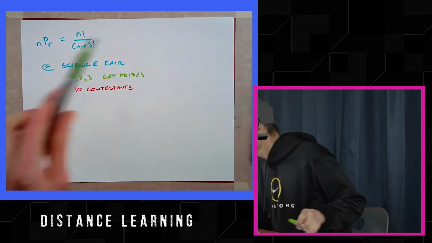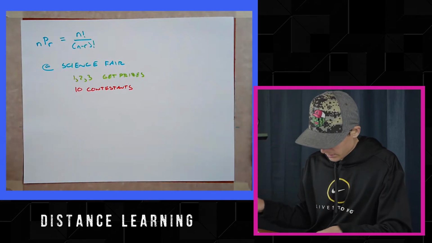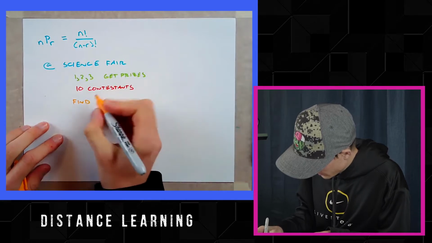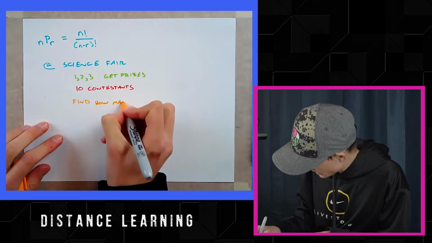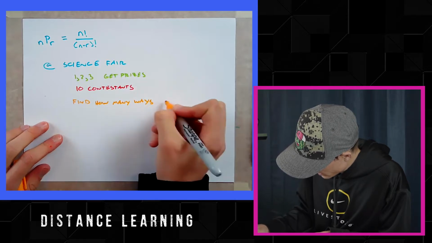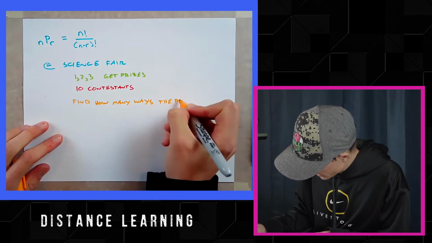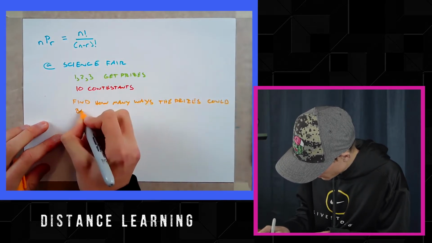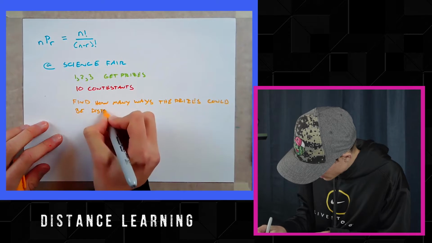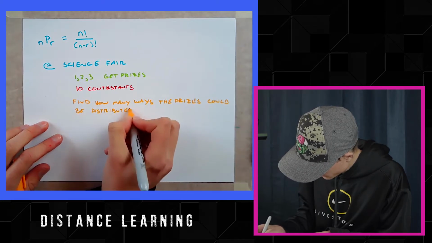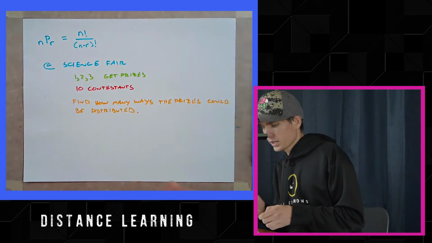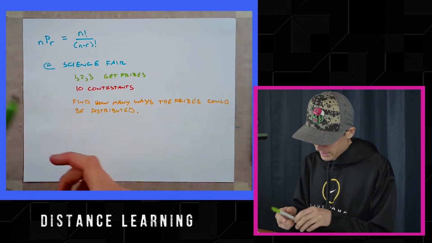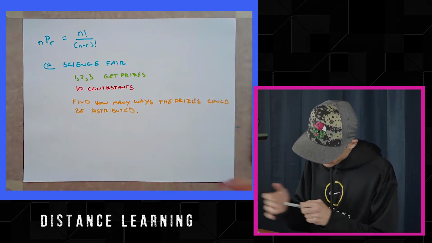So, their question: find how many ways the prizes could be distributed. Now, I'm not going to bore you with what the N and what the R stands for or represents. I will explain what goes where. Okay?